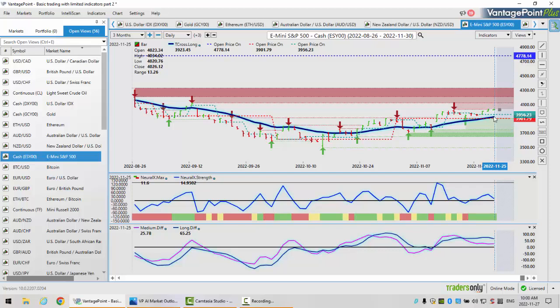We've struggled this past week, but we can see that our Vantage Point T-Cross Long is above the monthly opening price. We're above the weekly opening price. But there's also the 200-day moving average sitting up here, which a lot of traders do look at. We've cleared that, but very, very slightly.